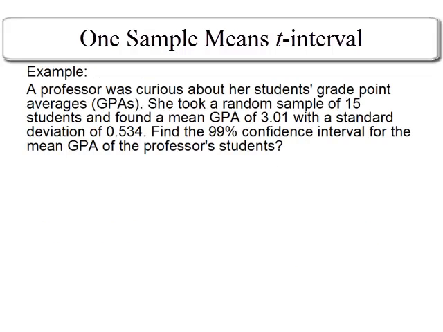Take an example. A professor was curious about her students' grade point averages. She took a random sample of 15 students and found a mean GPA of 3.01 with a standard deviation of 0.534. Find the 99% confidence interval for the mean GPA of the professor's students.